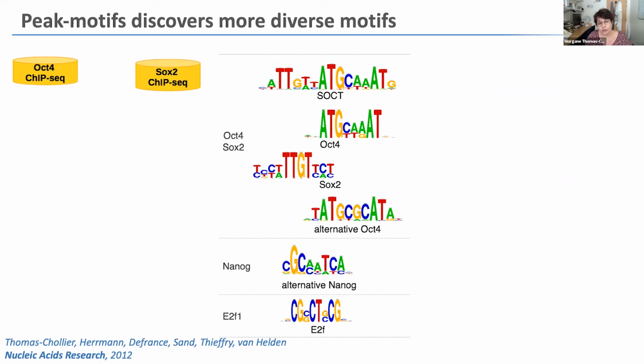And we were providing a complete pipeline. Importantly, because we were able to treat the full-size data set, we were able, on test data of the OCT4 and SOX2 ChIP-seq data sets that were also really often used for benchmarking, to find alternative motifs that were known in the literature, but that were not discovered by the other programs because they were only looking at the top peaks.